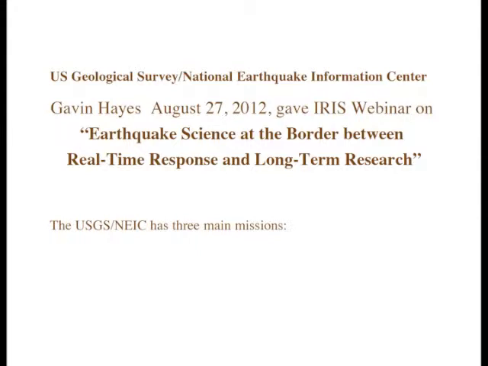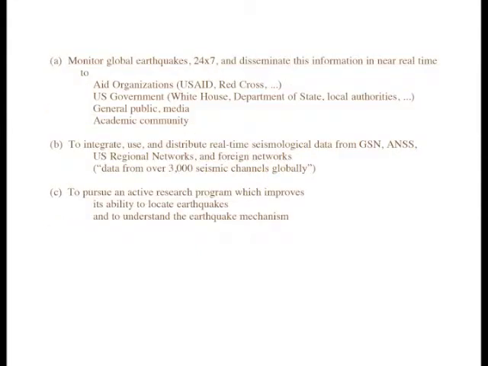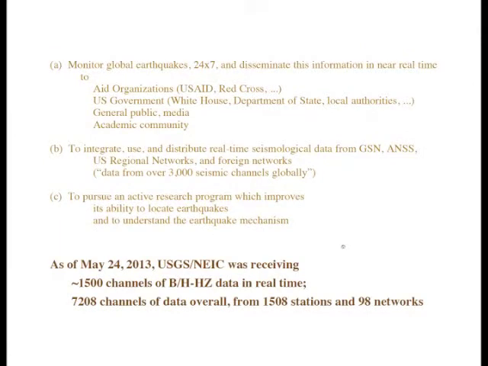Gavin Hayes, as you see his title here, reported on 3 main missions of the USGS: to monitor global earthquakes and disseminate information to affected communities, to integrate channels coming in from many different organizations, and to pursue an active research program. I was amazed to learn from Gavin just a few days ago that the USGS, headquartered in Golden, Colorado, at the National Earthquake Information Center, is receiving about 1,500 channels of broadband HZ data in real time, and more than 7,000 channels of data overall from 98 networks.